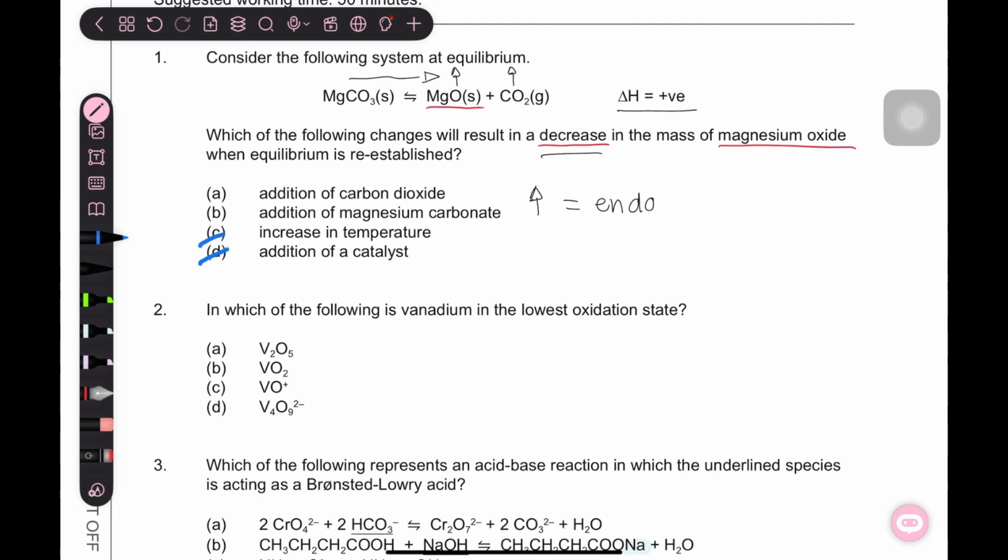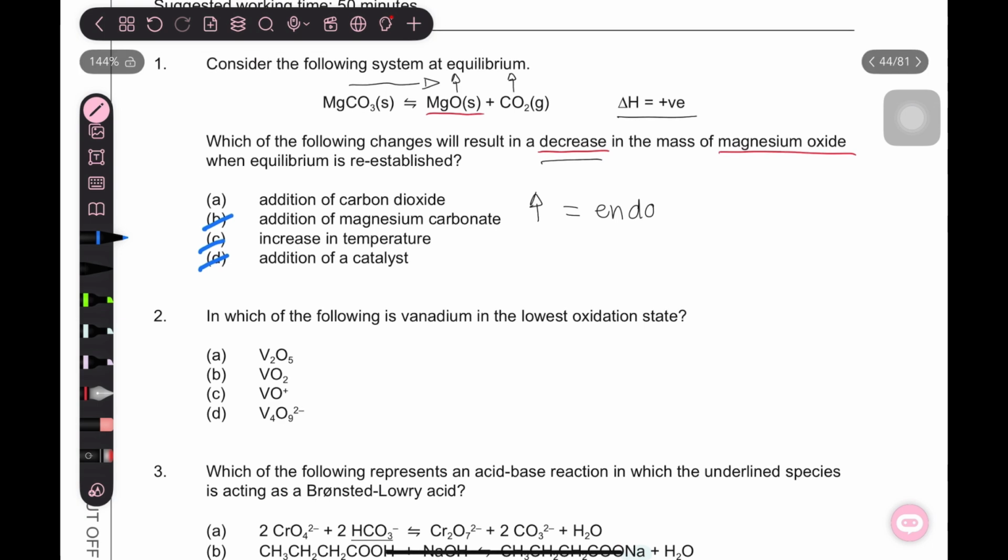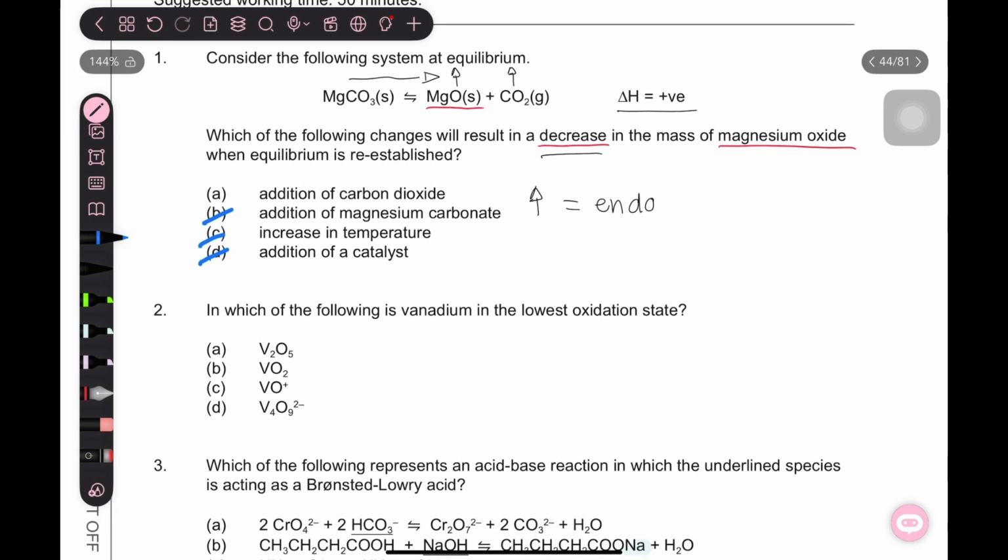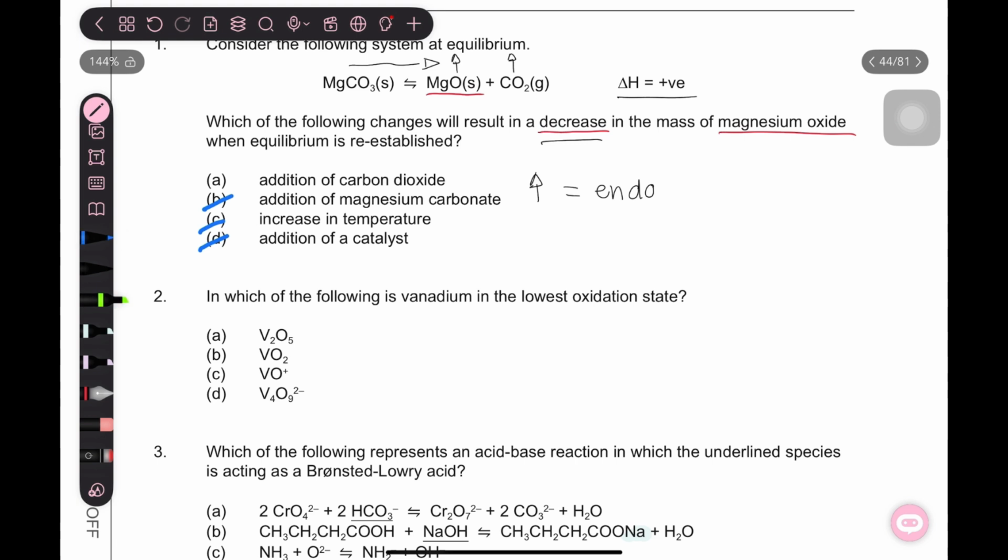Then the third option is testing our understanding of what affects the K value or the equilibrium position. So solids, the addition or removal of a solid does not affect the equilibrium position. So therefore, the addition of magnesium carbonate will not have an effect. And this is largely because solids are isolated and they can't disperse through the system. Therefore, we know that the answer is A, the addition of carbon dioxide.